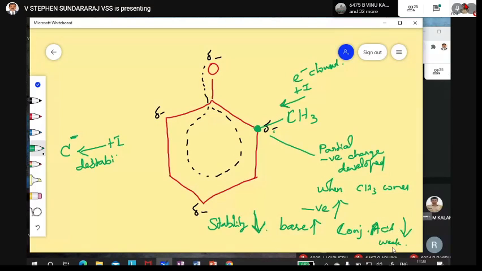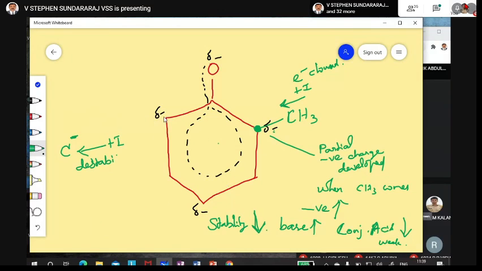Now look at the order: cresol is weaker than phenol. This is phenol, and when CH3 comes, it becomes cresol, a weaker acid.